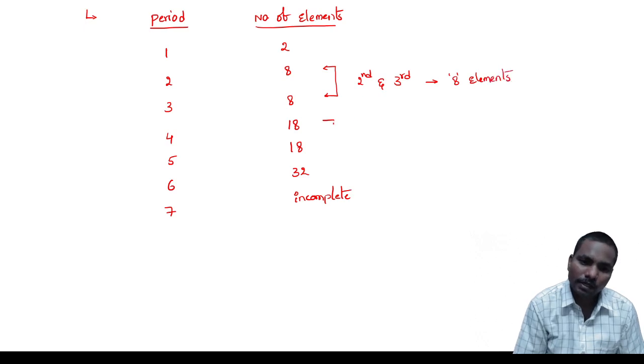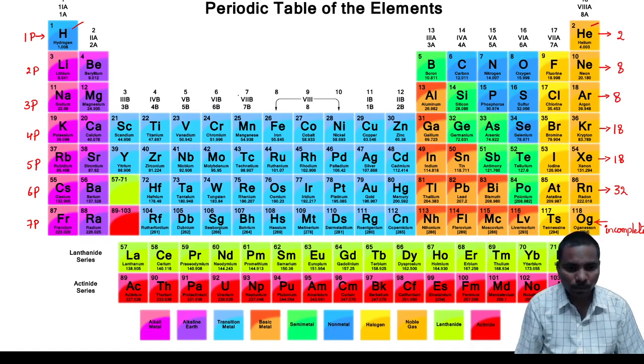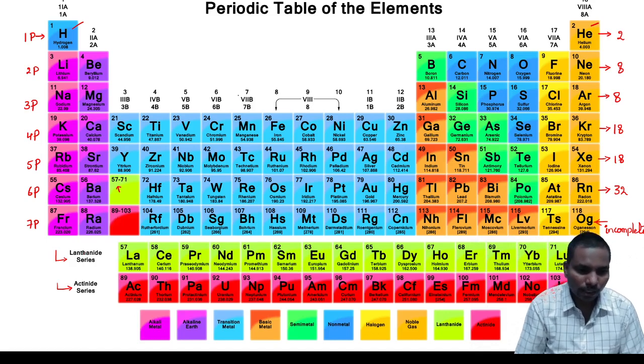In the same way, fourth and fifth have 18 elements. Okay, and in this modern periodic table, two series are separated. What are those? 57 to 71, and 89 to 103. Those are the lanthanoid and actinoid series. The lanthanoid series is in the 6th period, and the actinoid series is in the 7th period.